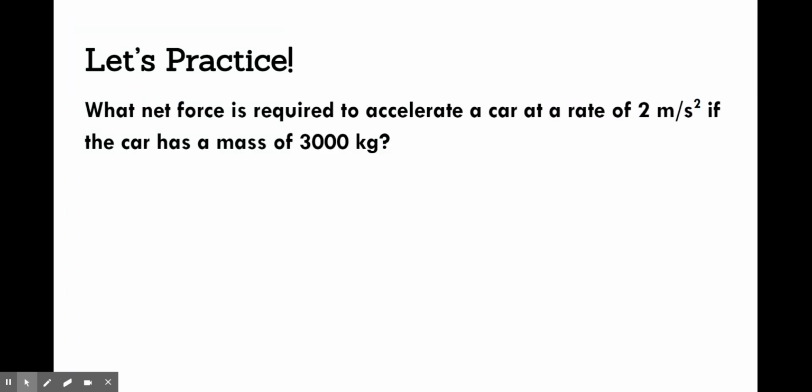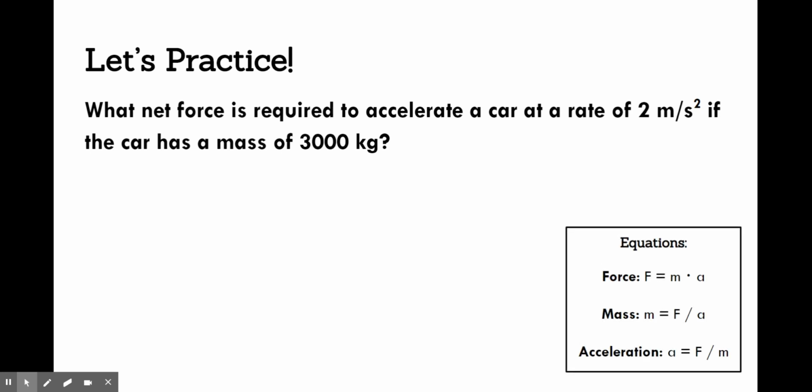Our first practice here. What net force is required to accelerate a car at a rate of 2 meters per second squared if the car has a mass of 3,000 kilograms? First, we need to identify our equation. And if you want, go ahead and pause the video now to work out the problem yourself and then follow along as I go through it.